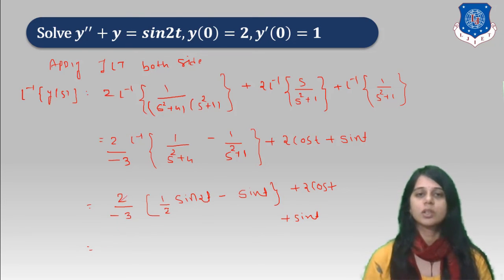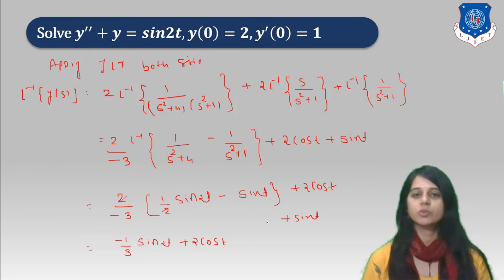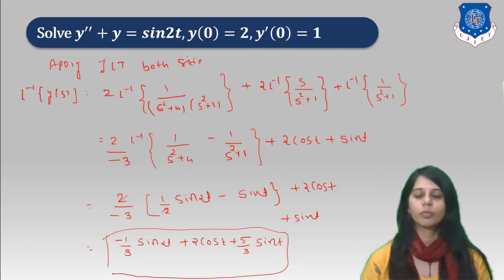Now 2 is cut, so it is minus 1 by 3 sin 2t plus 2 cos t, and 2 by 3 plus 1 gives 5 by 3 sin t. This is your last answer of this example. Okay. So this is the application of Laplace transform, and this is the most important example for the GTU as well as Laplace chapters.